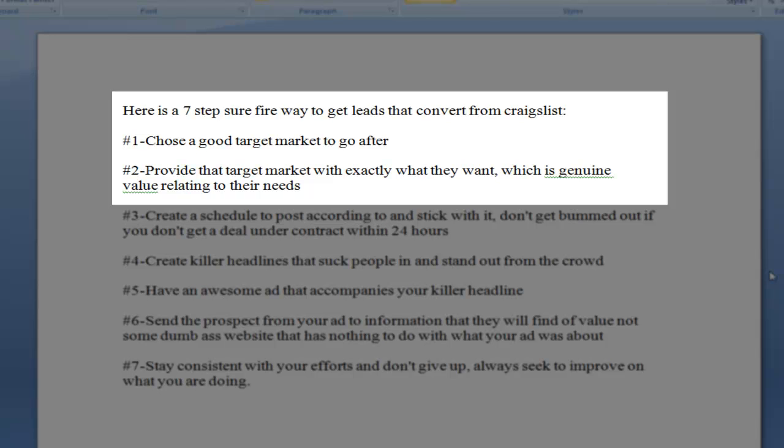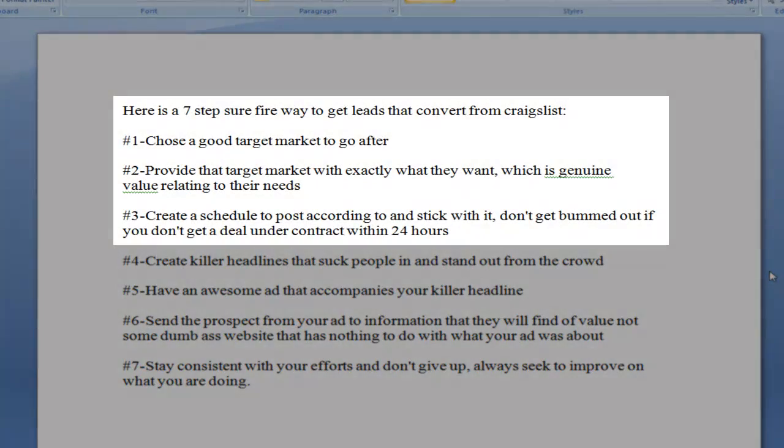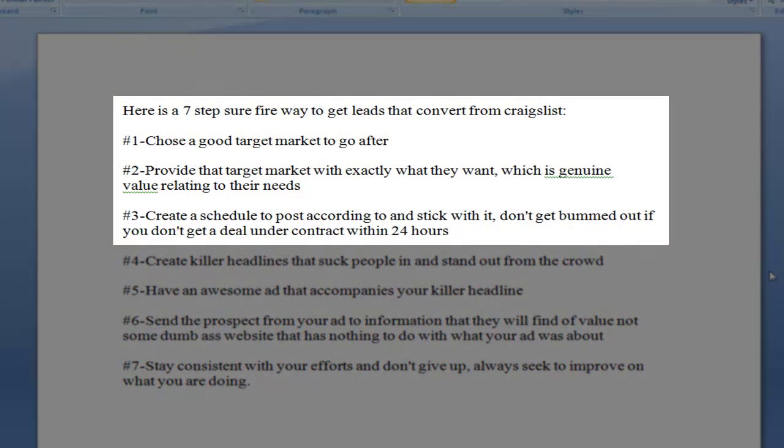So step 3, you gotta create a schedule to post according to and stick with it. I don't want you guys to get all bummed out if you don't get a deal under contract within 24 hours of posting your ads on Craigslist, okay? It doesn't work like that.